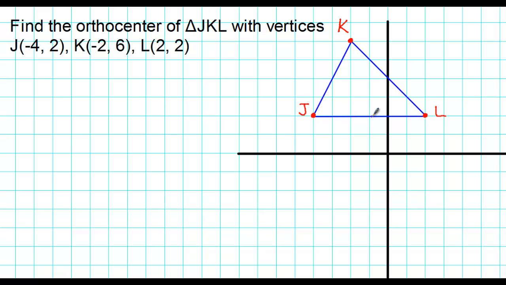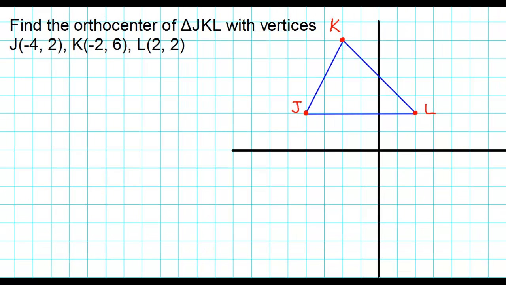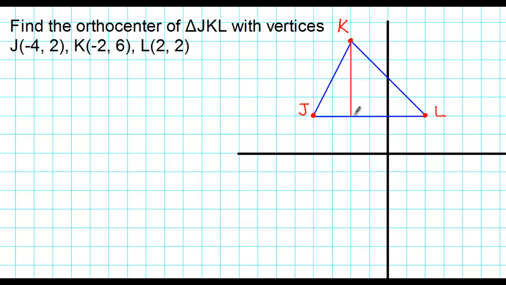So I have this base JL. Well, I know the height for that is going to be a vertical line, because I have a horizontal base. So this is going to be the height right here. I'm very confident that that's the height. So I have 90 degrees. Here's one height. Now I need to find the orthocenter. So I need to find where all of these heights intersect.